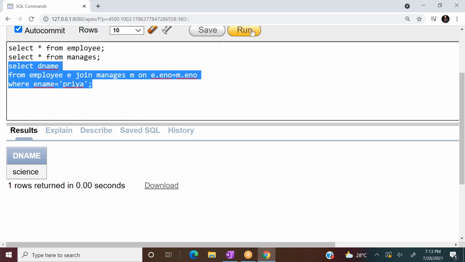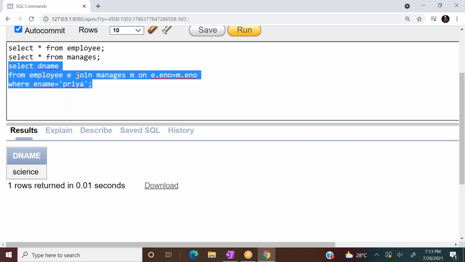Now select the query and click on run. Here also I am getting the same output. So I am showing you without aliases, with aliases, with join on operator, but inner join is not there in the Oracle. Inner join is there in the MySQL. And one more thing I discussed, because employee and managers is having a common attribute and you are joining the two tables with respect to common attribute E number.